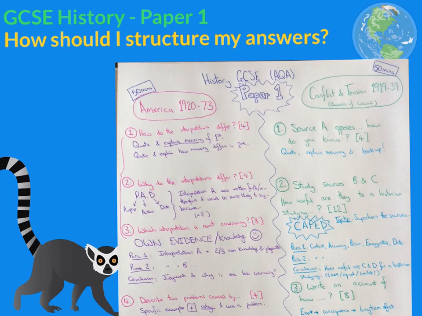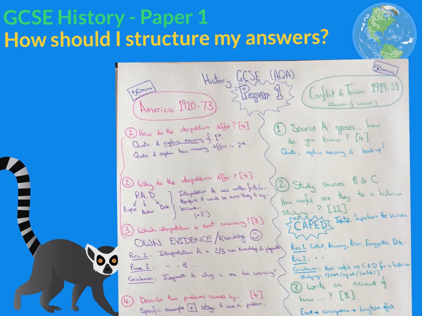So in this paper you're actually going to get given two booklets. One will be your America 1920 to 73 booklet, and one will be your Conflict and Tension booklet, and you're looking for 1919 to 1939, which is Causes of World War II.